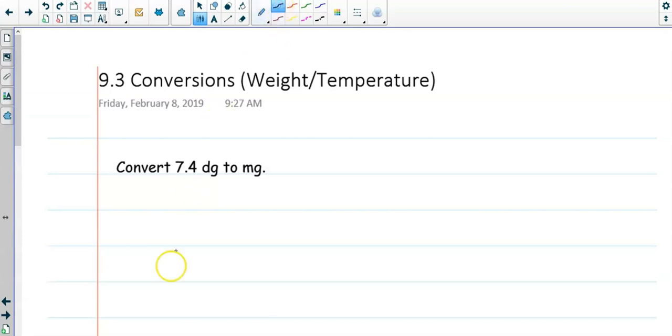All right? So go ahead, pause the video, give it a shot. This is where you'll be using some of that information that comes from the first page, because we are metric to metric.